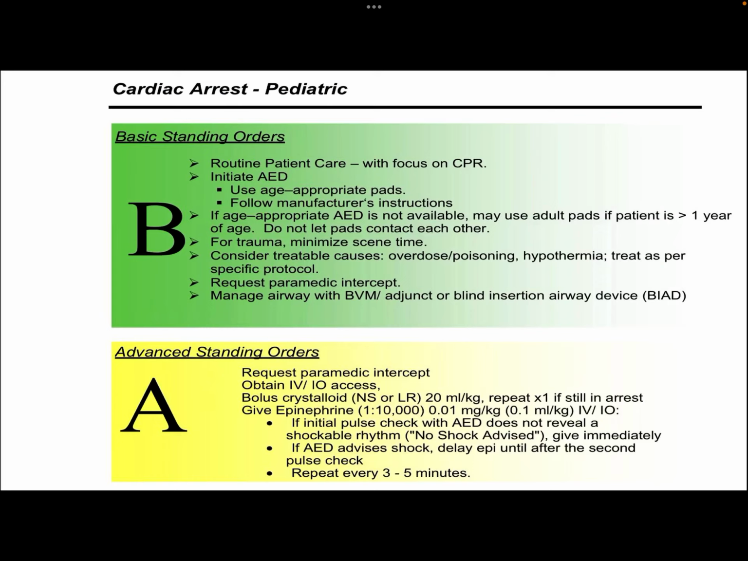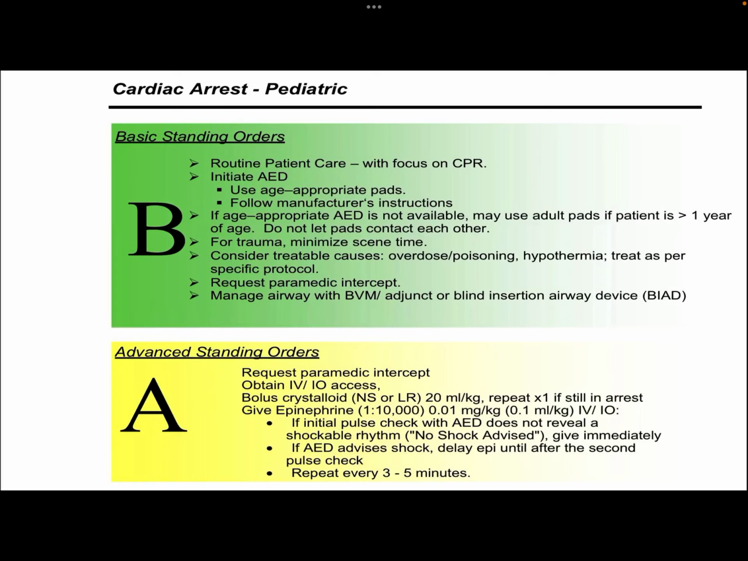If your initial pulse check with the AED does not reveal a shockable rhythm, give the epi immediately. If the AED advises shock, delay the epi until after the second pulse check. And again, you just repeat it every 3 to 5 minutes.